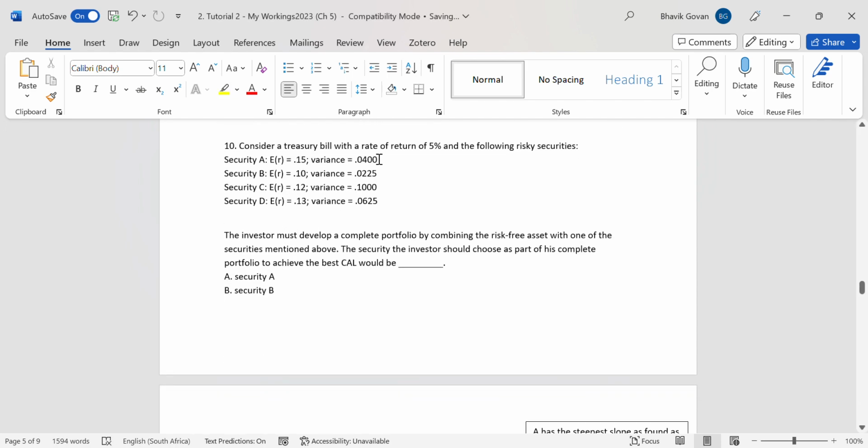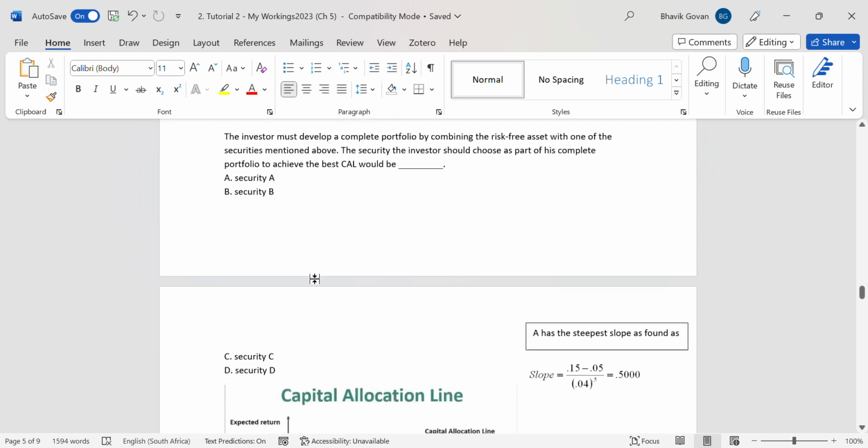Consider a treasury bill with a rate of return of 5% and the following risky securities. So we've got 4 securities. They've given us returns for each and variance for each. The investor must develop a complete portfolio by combining the risk-free asset with one of the securities mentioned above. The security the investor should consider as part of his complete portfolio to achieve the best capital allocation.